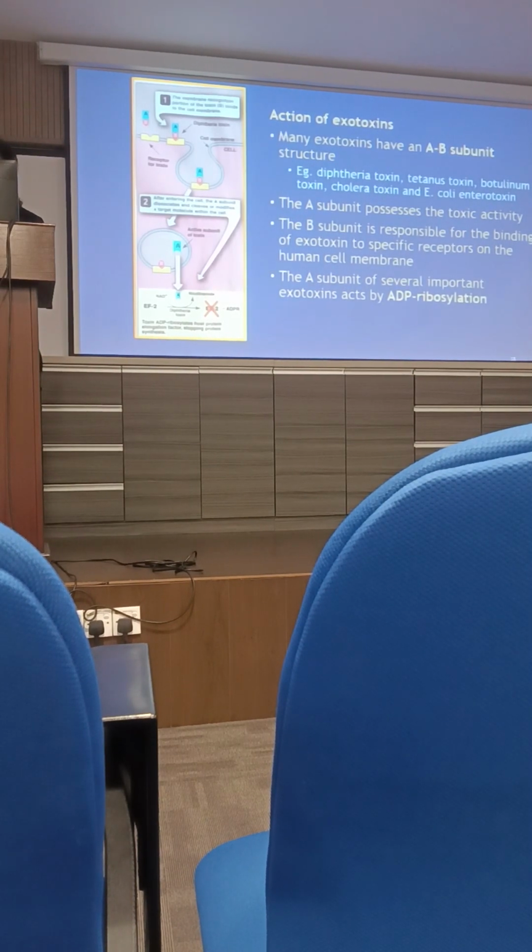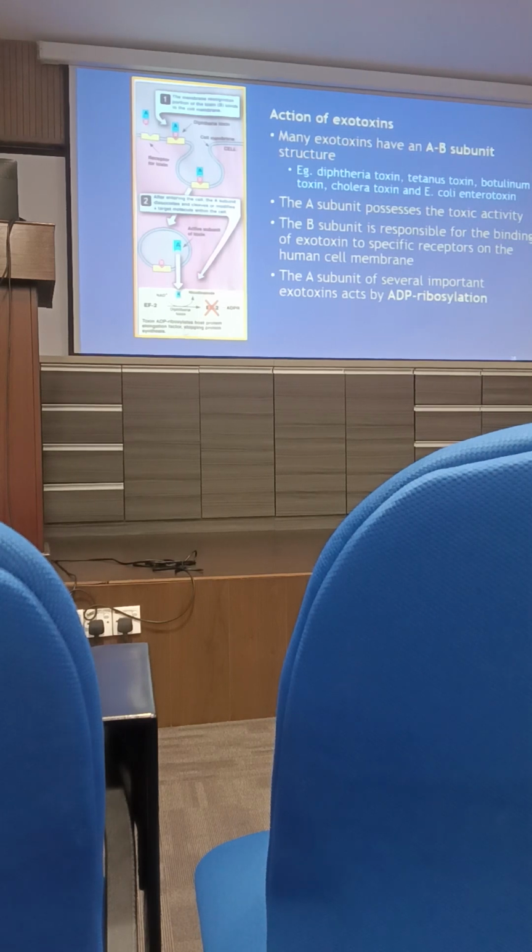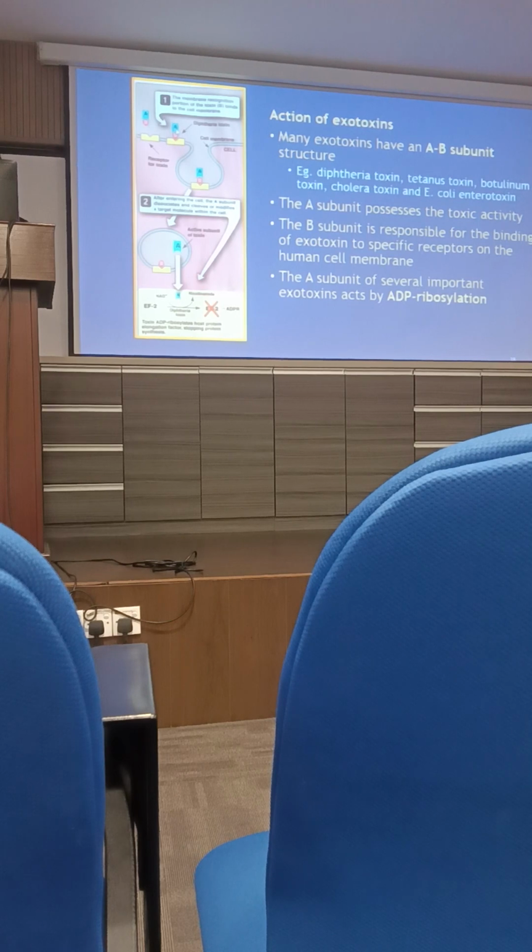So that's how they inject it in. Now, action of exotoxins. Many exotoxins have an AB subunit structure. A is for activity, so the A subunit possesses the toxic activity. B is for binding. The B subunit is responsible for binding to specific receptors on the host cell membrane. Several important exotoxins act by ADP ribosylation, for example here, diphtheria toxin, which also has an AB subunit. We are talking about exotoxin here, not endotoxin. Exo is a secreted toxin.